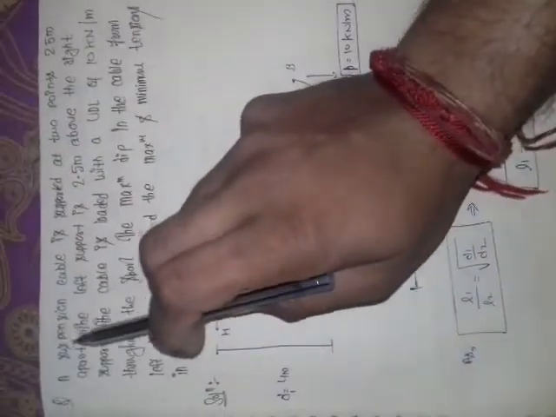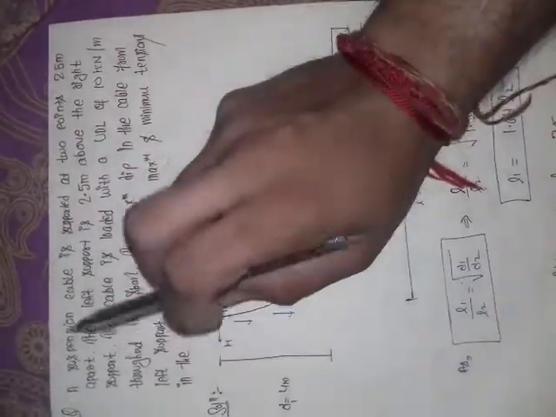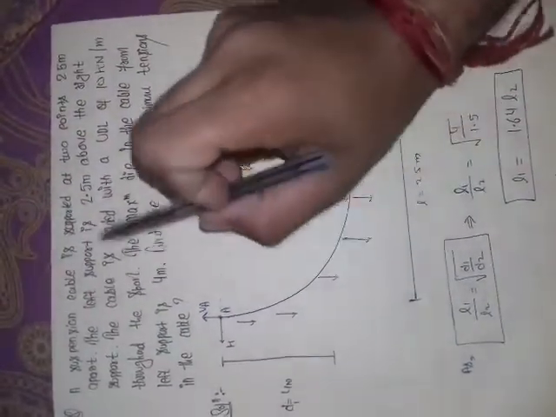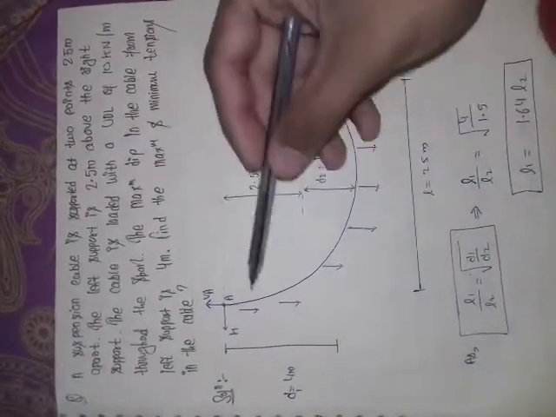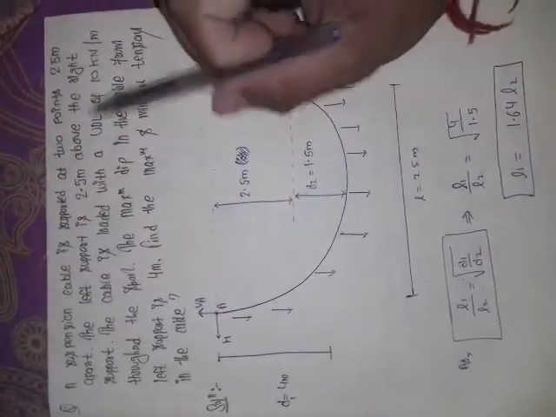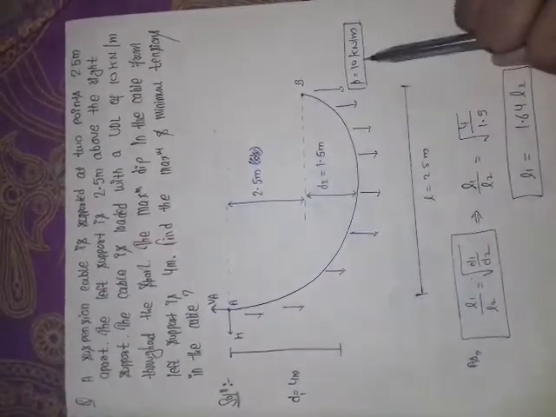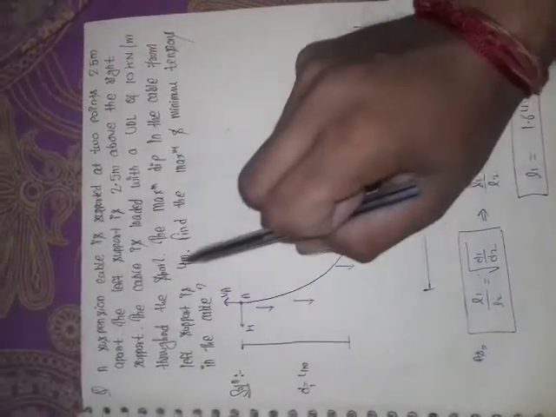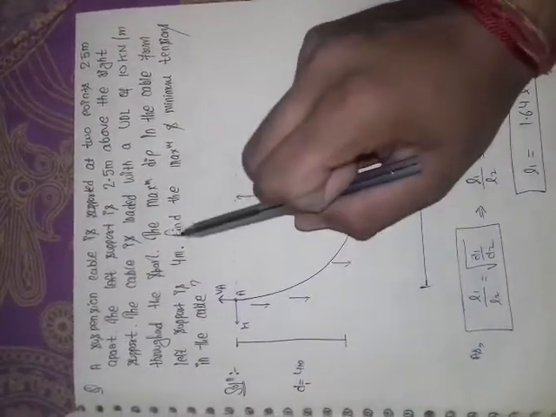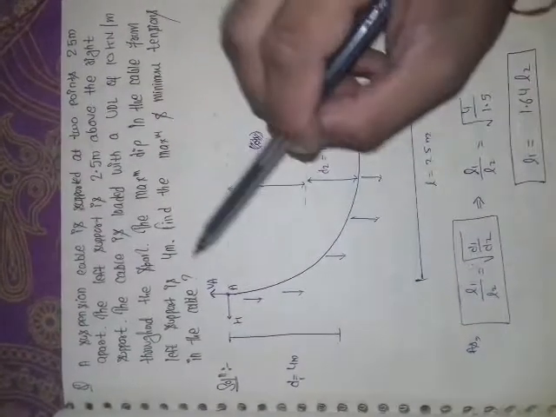Okay guys, the question is: a suspension cable is supported at two points which are 25 meter apart. The left support is 2.5 meter above the right. The cable is loaded with a UDL of 10 kN per meter, that is, the P value is 10 kN per meter throughout its span. The maximum dip in the cable from the left support is 4 meter. We have to find the maximum and the minimum tension.